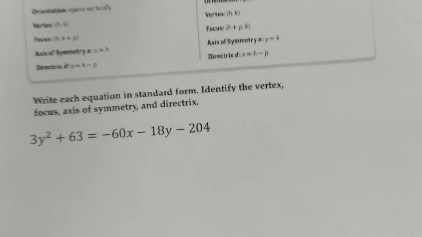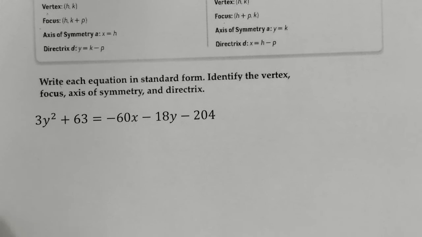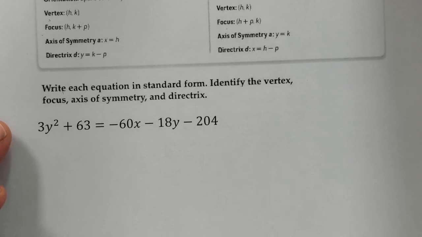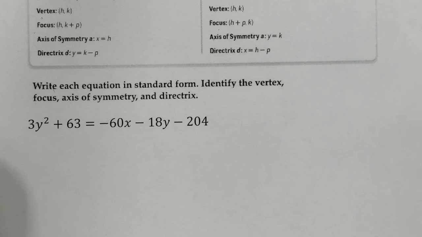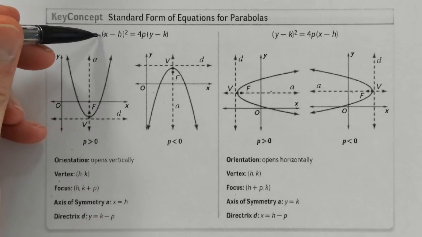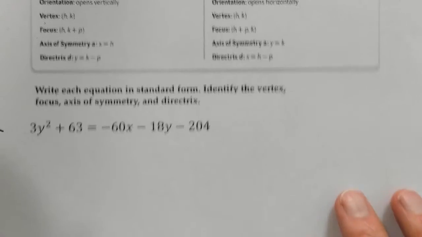So just like last time, we have 5 things that we have to identify. All right? So let's see. How are we going to do it? Well, the first thing we want to do is rearrange this to standard form. We want to put it in this form. Okay? So here are the steps.